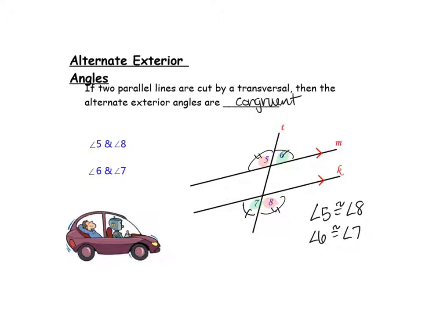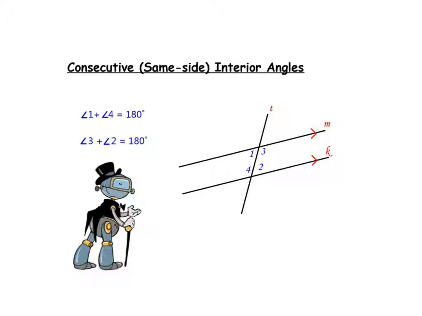Okay, one more angle pair that we need to look at. These are called consecutive interior angles. Some books call them same side interior angles. It really means this exact same thing. Those terms are interchangeable. So in this case, we're talking about interior angles again, so inside. But this time we're talking about the same side of the transversal. So we're talking about, for instance, angles 2 and 3, or angles 1 and 4.